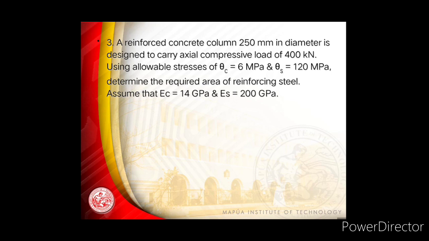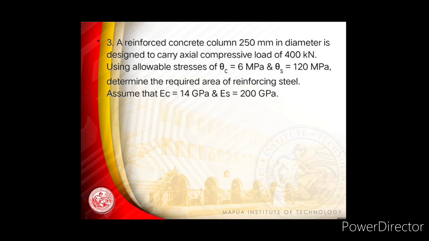Okay, let's have problem number 3. A reinforced concrete column 250 millimeters in diameter is designed to carry an axial compressive load of 400 kilonewtons. Using allowable stresses of concrete equivalent to 6 megapascal and that of steel equivalent to 120 megapascal, determine the required area of reinforcing steel. Assume that the modulus of elasticity of concrete is 14, and for the steel, the modulus of elasticity is 200 gigapascal.